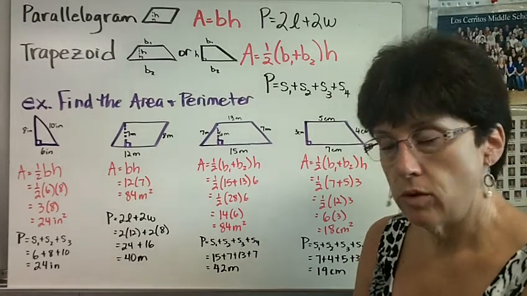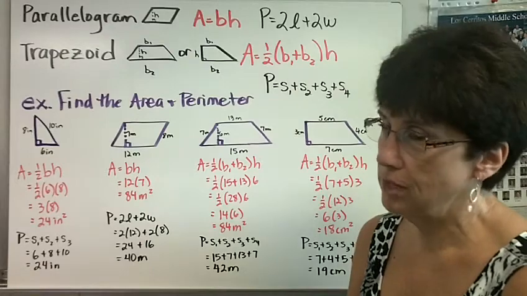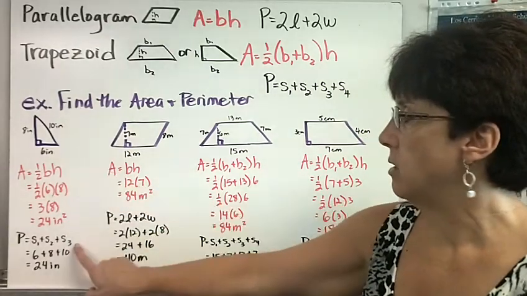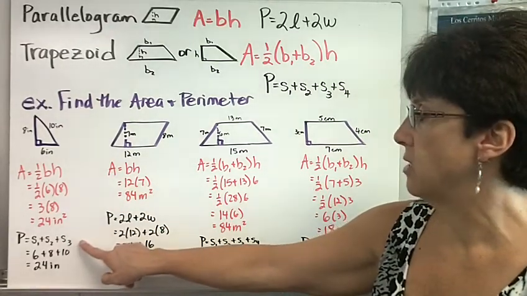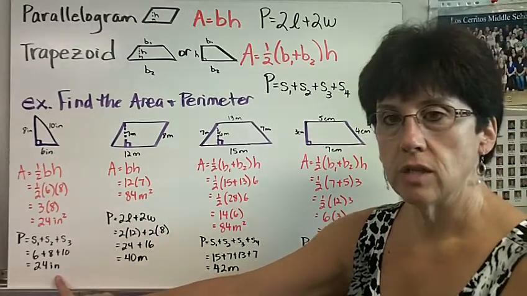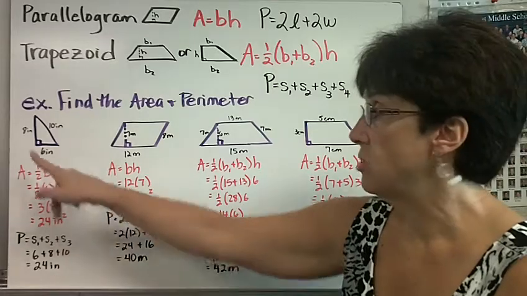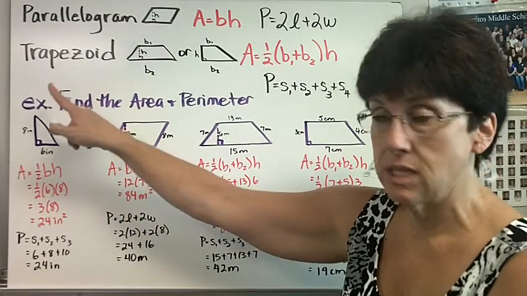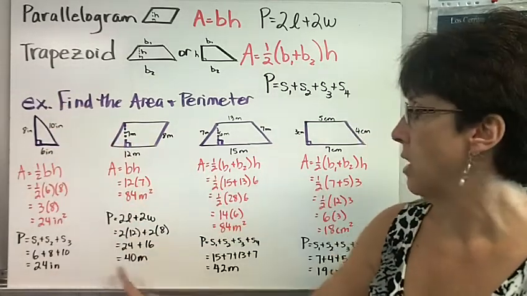Now let's talk about the perimeters. Perimeter is always easier. Perimeter of a triangle, add the sides. Side 1 plus side 2 plus side 3, 6 plus 10 plus 8, 24 inches. And it's not inches squared because you're just measuring around. 6 inches plus 10 inches plus 8 inches.